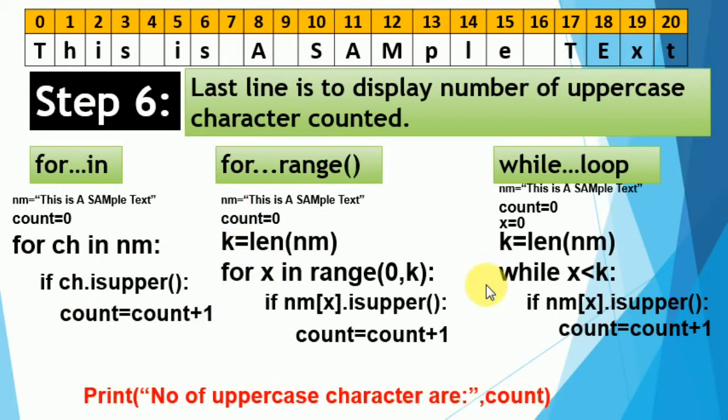If the question is to count lowercase, this isUpper is going to change to isLower. If the question is to count how many digits, or numbers, there are, you change isUpper to isDigit, and the print statement is going to be changed: number of digits in a string. All the questions are going to be in the same format, but only the condition line is going to be erased and the function is going to be changed. So this is the way this question is going to be written.